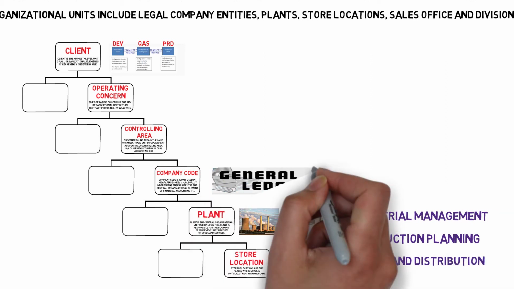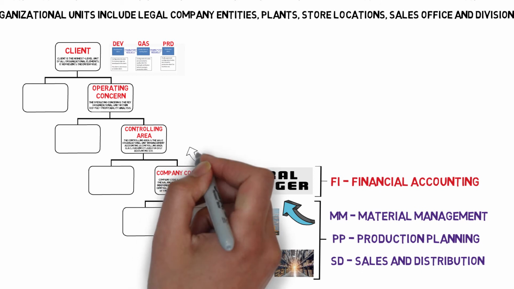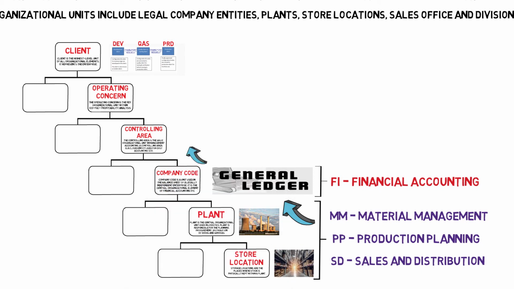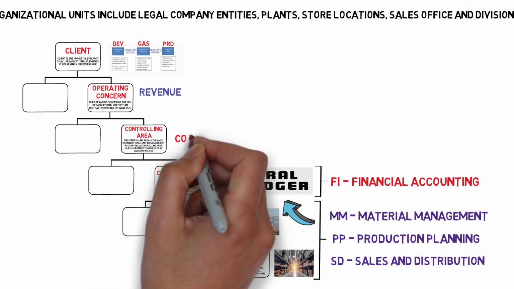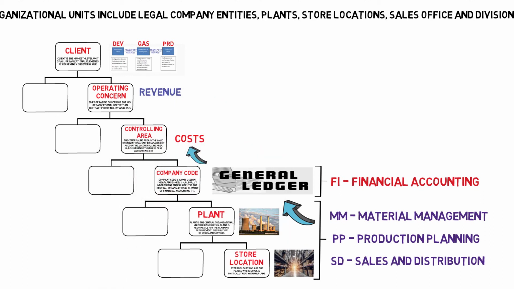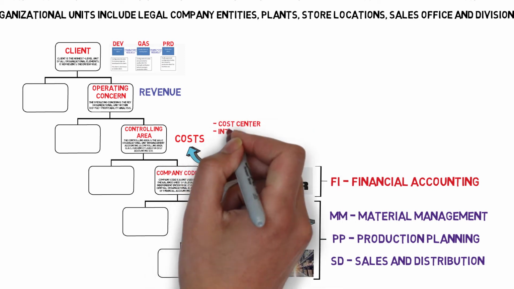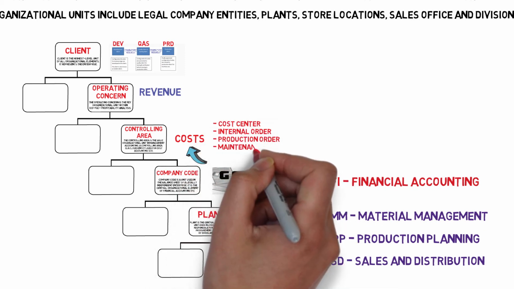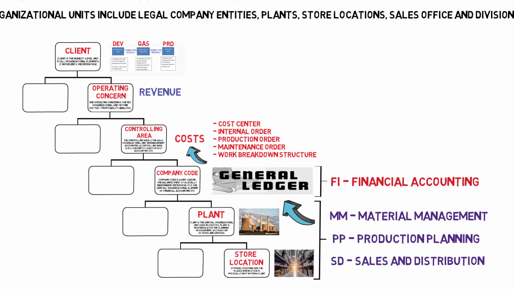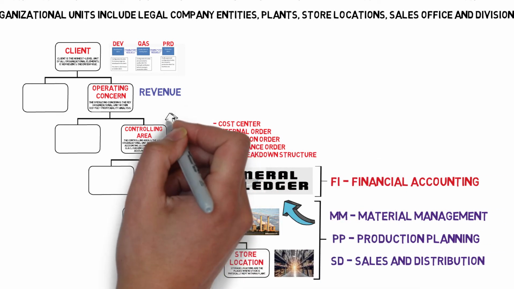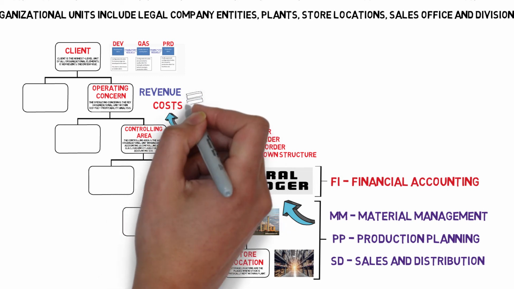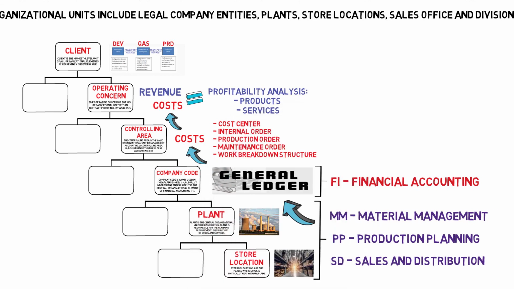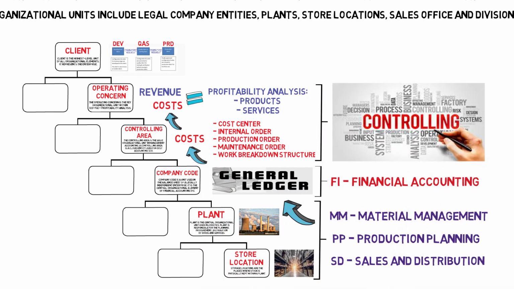generate postings in financial accounting. If there are postings to profit and loss accounts, revenue is allocated to COPA in the market segments and the costs are allocated to the CO objects: cost center, internal order, production order, maintenance order, work breakdown structure, and so on. Then, the costs are transferred to the operating concern, allowing profitability analysis by sales organization, company code, plant, products, services and others.